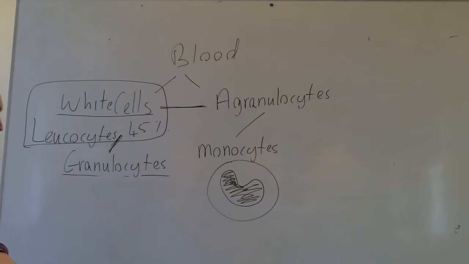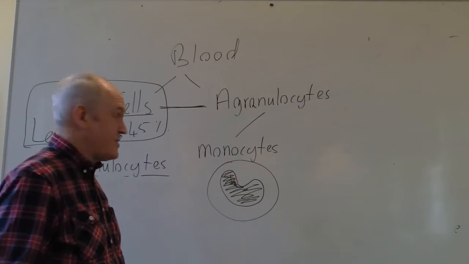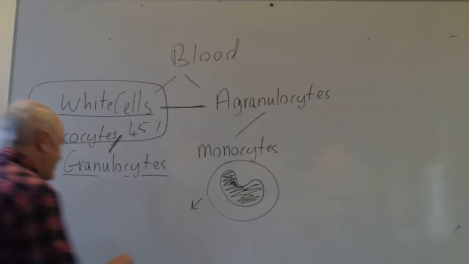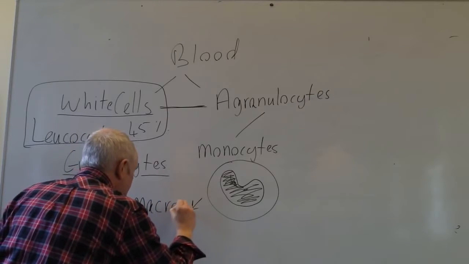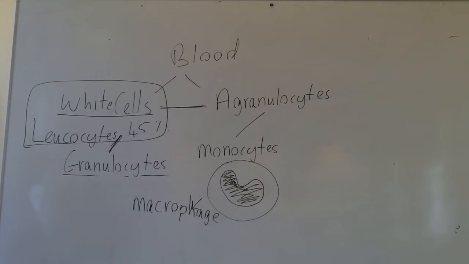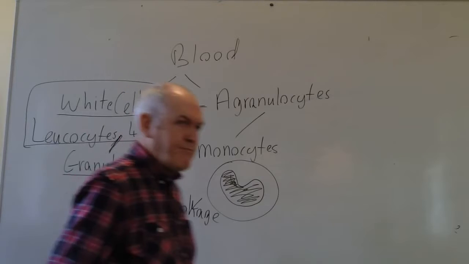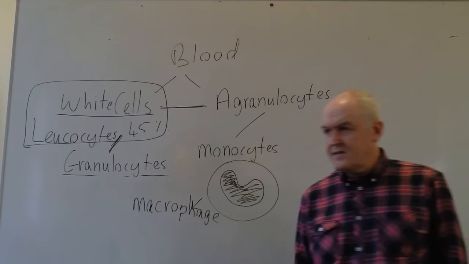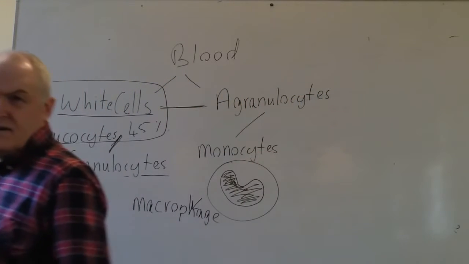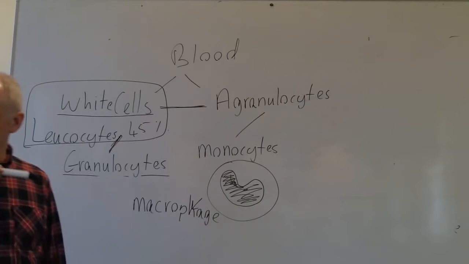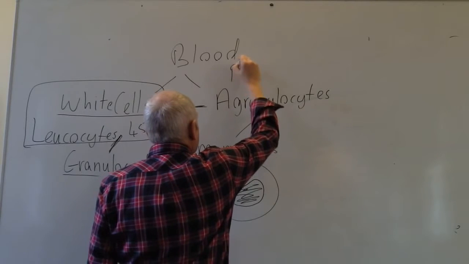Our monocytes are large cells, and they too can move into the tissues. And when they move into the tissues, they change their name from monocytes to macrophages. And monocytes are the ultimate bacteria eaters. They will gobble up bacteria at a huge rate using the process of cell eating, which is? Phagocytosis. Do you remember that one? Phagocytosis. Cell eating. They're very good at phagocytosis.